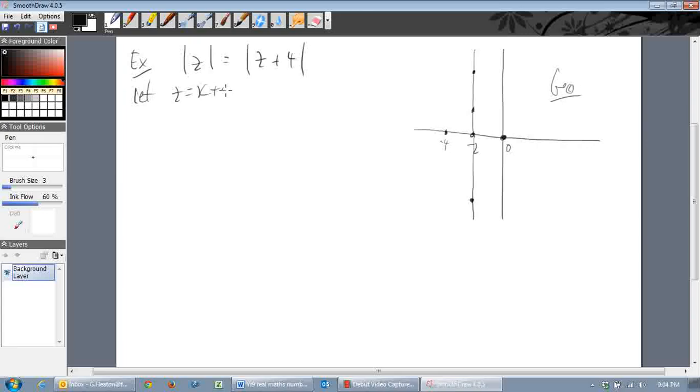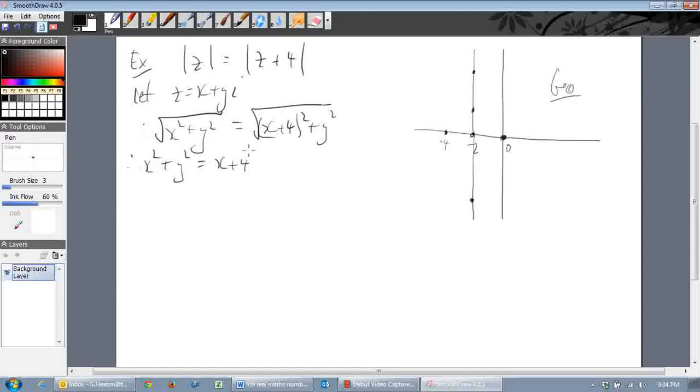Let z equal x plus yi. I'm just going to do it real quick now. Modulus of z is the square root of x squared plus y squared, and that's equal to the square root of, I'm going to put this straight in, hopefully you can follow me, x plus 4 squared plus y squared. Now let's just solve this. Square both sides. X squared plus y squared is equal to x plus 4 squared plus y squared. Should have expanded there and then.